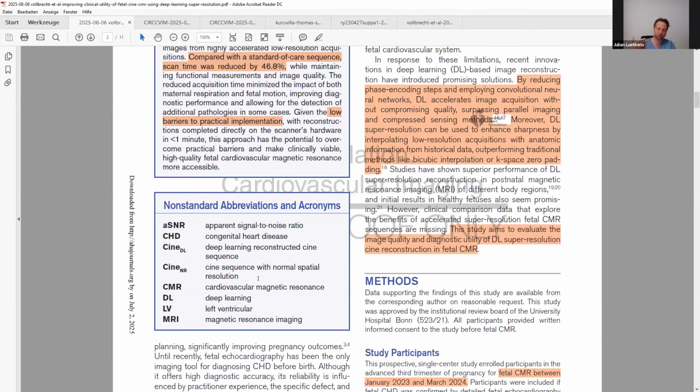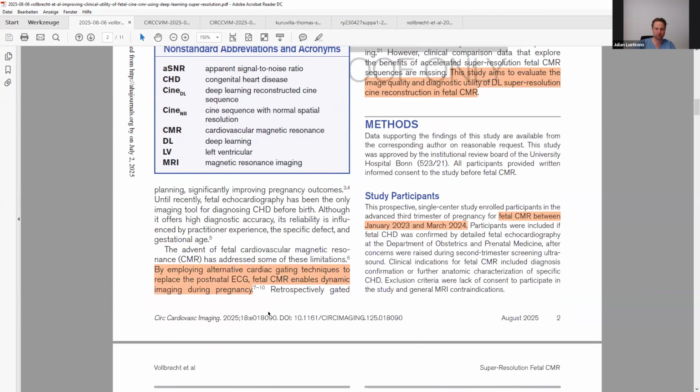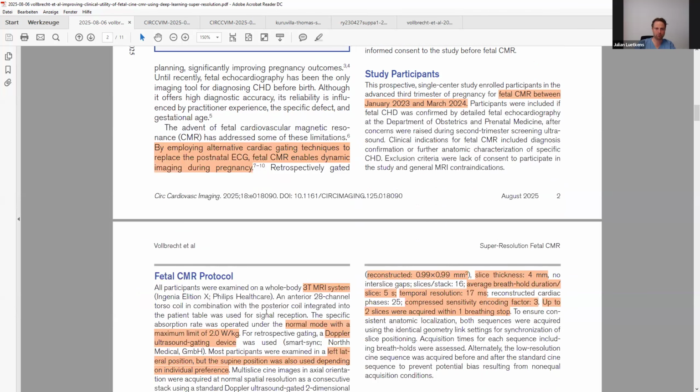But of course, if you want to image a fetus, you need a higher temporal resolution of your Cine images due to the higher heart rate. And of course, you also need a higher spatial resolution, so you have to adapt your imaging protocol. And then we can use deep learning to gain a better image quality. And this is what we actually did in our paper. So, a prospective study.